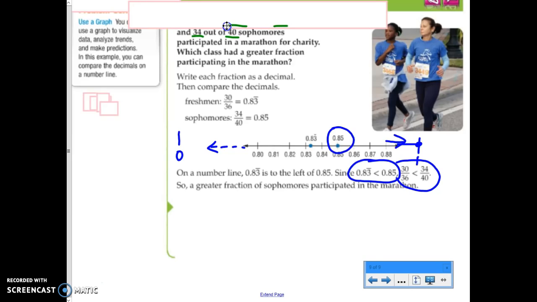So, going back to the question, always refer back to the question, what that word problem is asking for. It says, which class? It's not asking for you to compare them. You do have to compare them to find your answer, but which class had a greater fraction? Well, we know that since this is the one with the greater fraction, I can see that my sophomores had 34 out of 40 total students, and so I would say that the sophomores have the greater fraction who participated in that marathon.